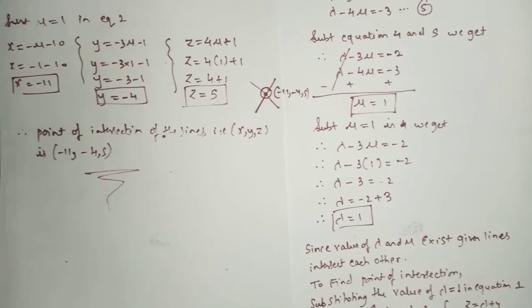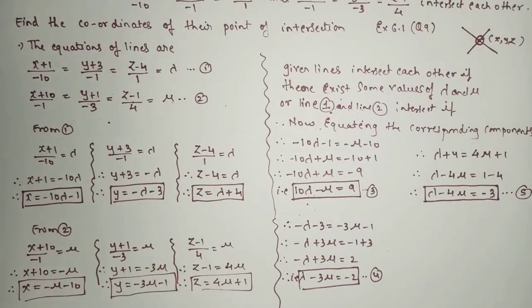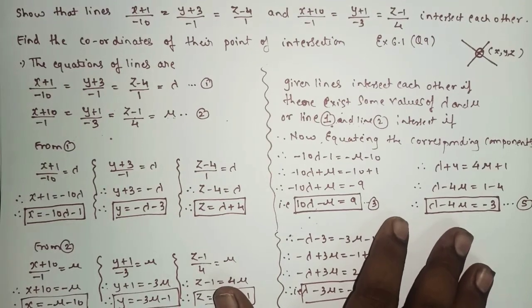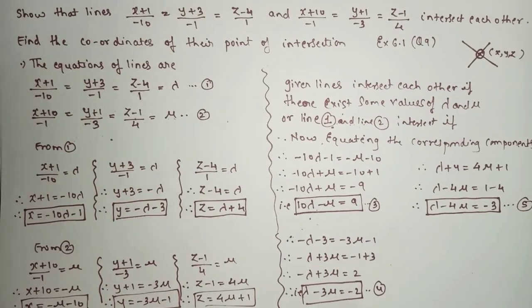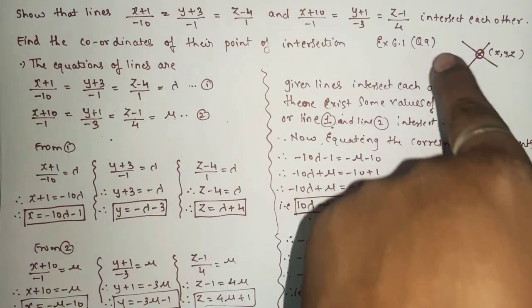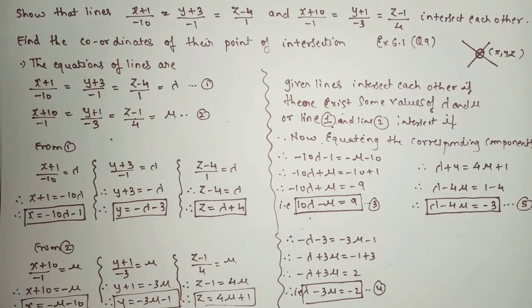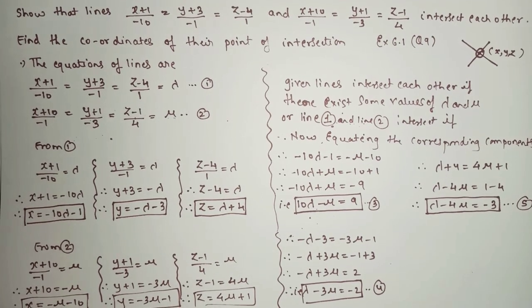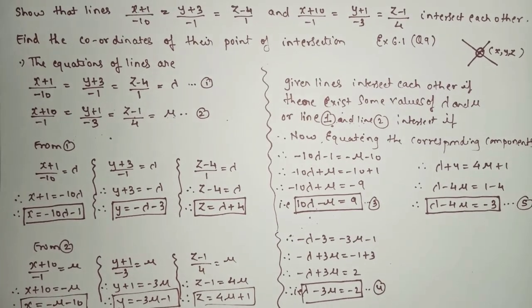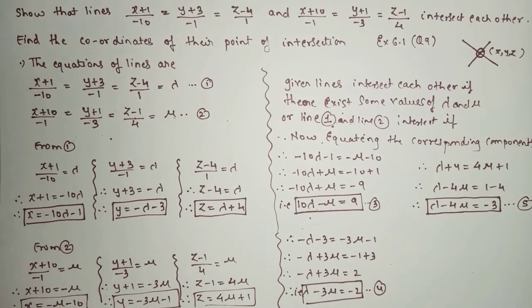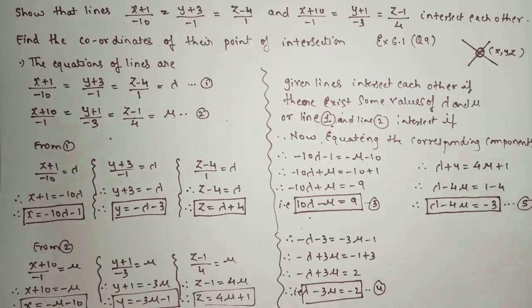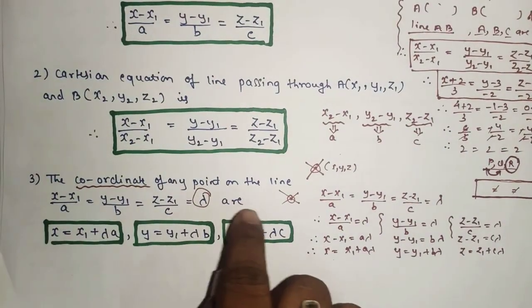So in this way you have to present your sum in the board exam, as this is one of the very important sums from this exercise, and the same sum is there in exercise number 6.1, that is your question number 9. That is the end of the exercise also, we can say. And the same type of sum is there in exercise number 6.2, so that one we will take using the same concept, the coordinate of any point on the line.